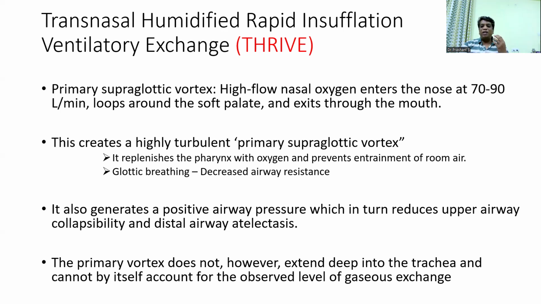We all know that the patient will be breathing, taking the air through the nose, nasopharynx, and the pharyngeal area. Actually, this accounts for almost 50% of the airway resistance. Because of the primary supraglottic vortex itself, the patient will start breathing from the glottis, which decreases the airway resistance, because everything will get bypassed. That is how it decreases the airway resistance. Work of breathing will be easier. It also generates a positive airway pressure, which in turn reduces the upper airway collapsibility and distal airway atelectasis.